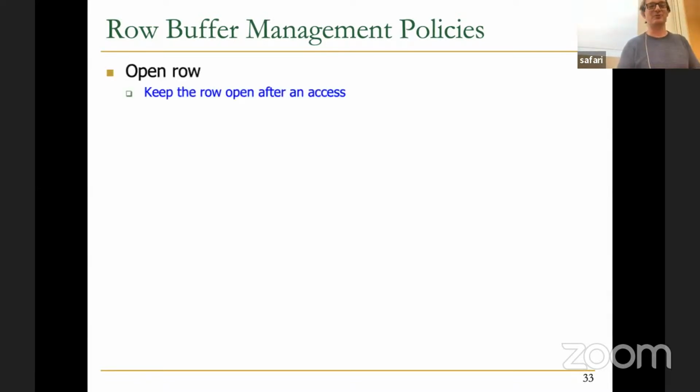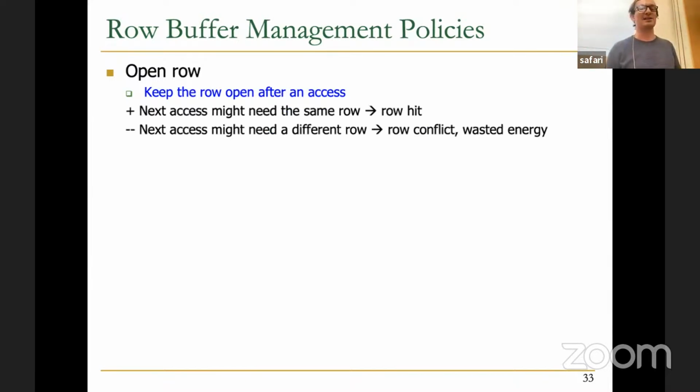Okay, let me cover row buffer management policies relatively quickly, because we talked about that. I gave you a lot of dimensions in the memory controller, and we'll see a little bit more, but we're not going to cover everything. But even row buffer management policies are subject to optimization. There are usually three major policies. One is keeping the row open after an access. That's called the open row policy.